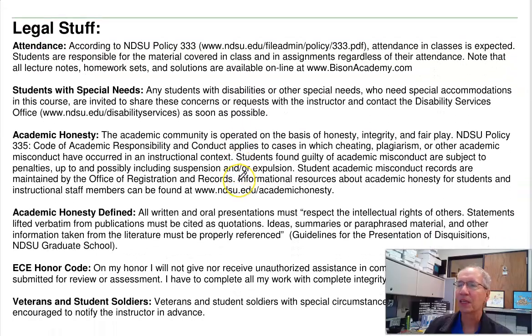And legal stuff, attendance is required. However, how you attend is up to you. Watch the YouTube videos, you should be fine. If you have special needs, we will accommodate you.